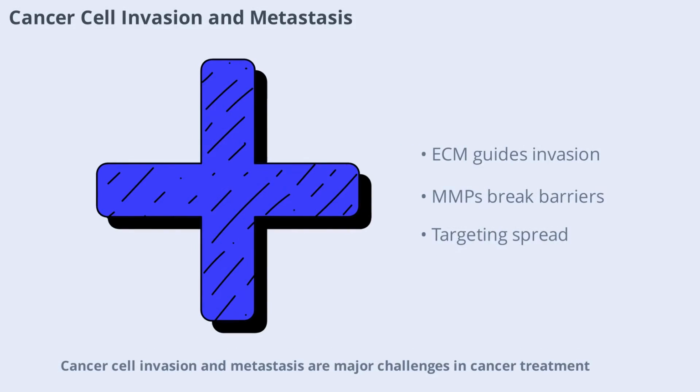Cancer cell invasion and metastasis are major challenges in cancer treatment. The ECM plays a critical role in these processes by providing tracks for cancer cells to move and by being remodeled to allow passage. Enzymes like MMPs break down ECM barriers, while changes in ECM composition can promote cell detachment and migration. Targeting these mechanisms is essential for preventing cancer spread.